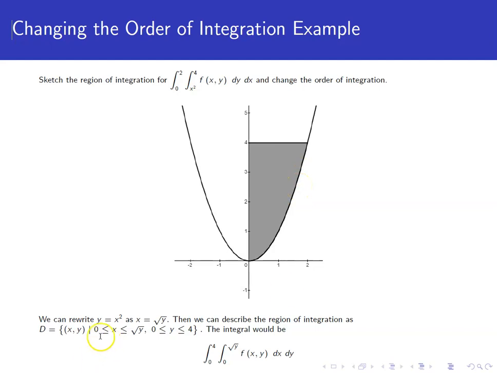So then we can describe this integral now. The region is 0 less than or equal to x less than or equal to the square root of y for the x's, and then the y's, we notice, go from 0 to 4. So to rearrange our integral now, we'll integrate f of x, y with respect to x first and with respect to y. The inner bounds for the x will go from 0 to root y, and the outer bounds will go from 0 to 4 for the y.